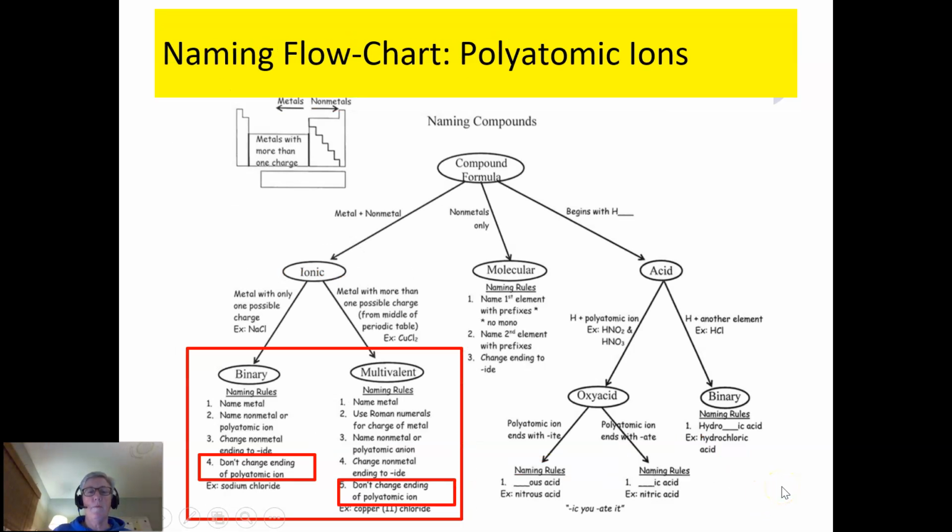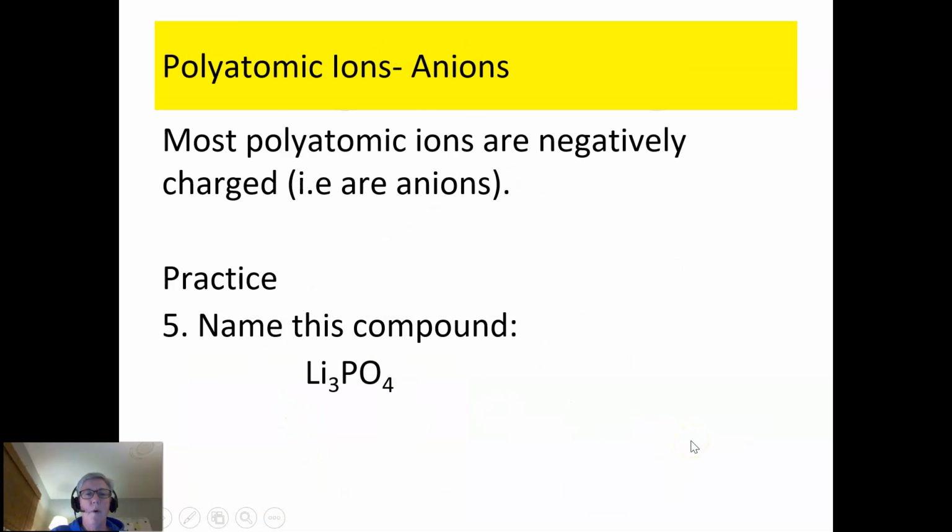All right, let's talk about polyatomic ions here for a second. Okay, they are ions, so they have charges, so they would be under the ionic naming category. All right, and the same rules apply. We just don't change the ending of the name of the polyatomic ion. We just take it straight off the back of the periodic table and use that name just the way it is. All right, so most polyatomic ions are negatively charged. In other words, they're anions. And the back of your periodic table, table F, has a very long list of those negatively charged polyatomic ions.